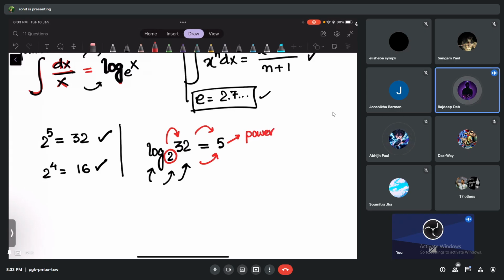Power of the base. And that's what the log function is all about. Log means knowing the powers. I'll give you another example.